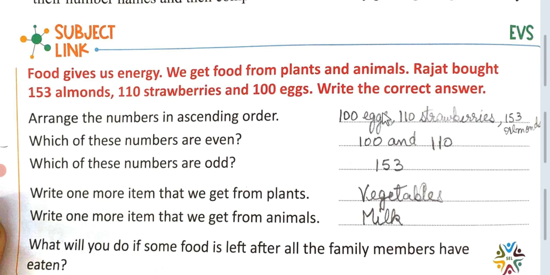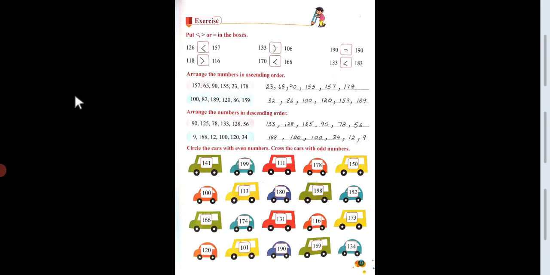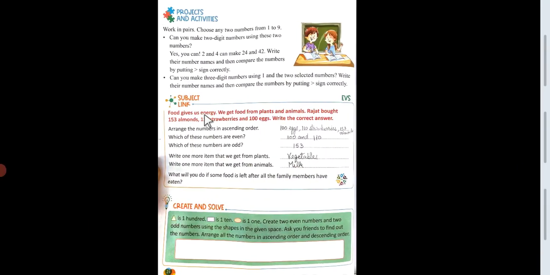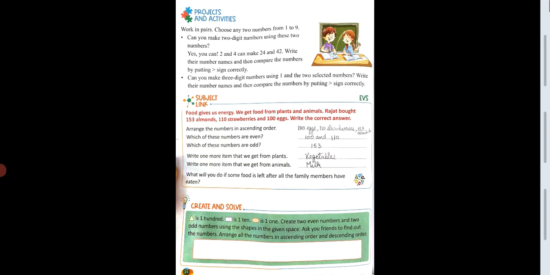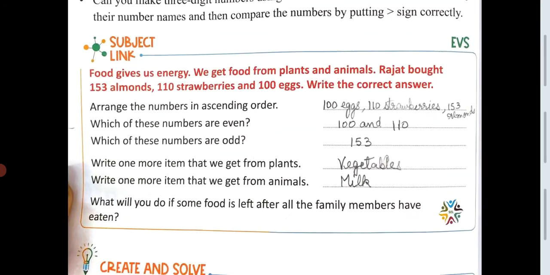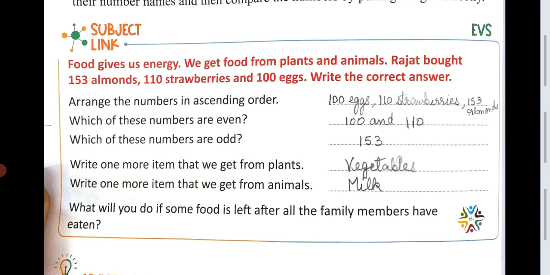Write the correct answers. Arrange the numbers in ascending order. So ascending order means, I have already told you, ascending means from small to big. So 100 eggs, 110 strawberries and 153 almonds. So write it like this. Which of these numbers are even? 100 and 110, because the last number is 0. So this number is even number.